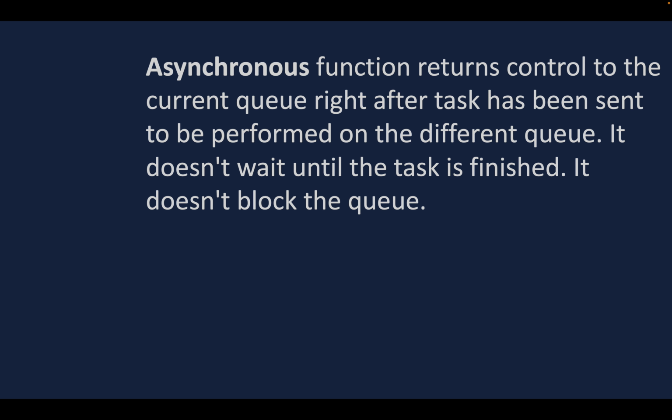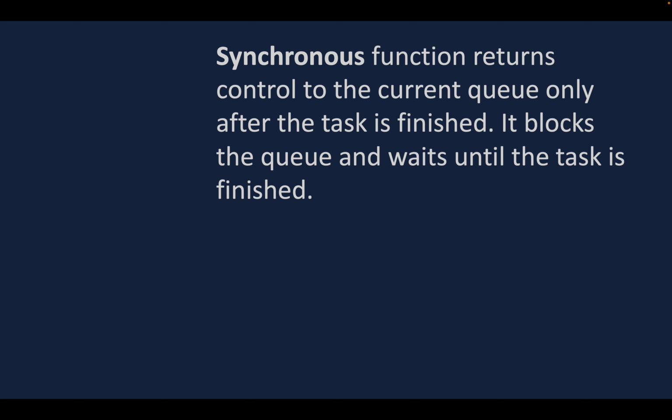In this manner, the current execution doesn't get blocked because it's not waiting for that particular task to get completed. Whereas synchronous functions return control to the current queue only after the task is finished. So it blocks the queue and waits until the task is finished. That's very simple: if you are in a synchronous function, till the time the task you allotted is completed, it will not proceed. It's blocked till the task is completed.